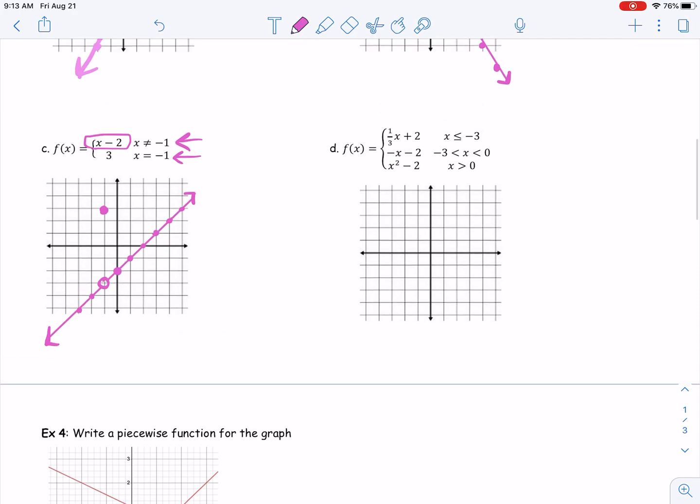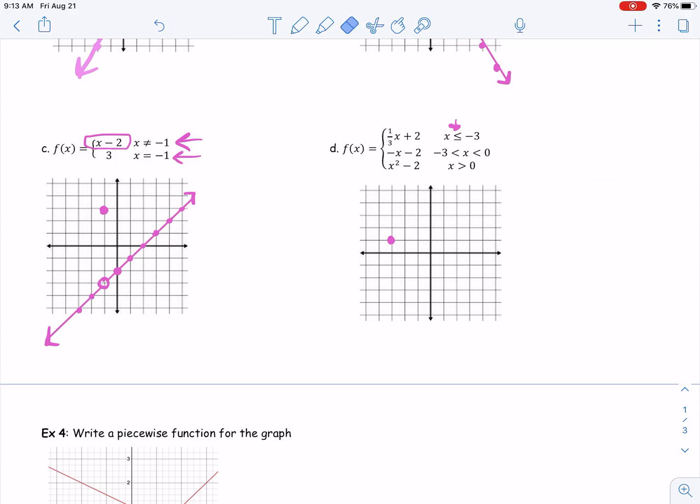All right, next one. F of x is equal to these three pieces of the function. So I'm just going to start at the top. 1/3 x plus 2, and that's for x's less than or equal to -3. So I'm going to plug in -3, so 1/3 times -3 plus 2. And can I use a solid dot there? Yes, I can. This is going to be a -1 plus 2, which is going to give me 1. So when x is -3, my y value is a +1. I can put a solid dot there because it's less than or equal to and not just less than.